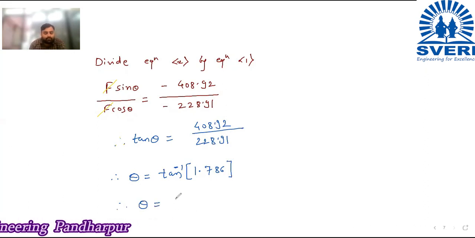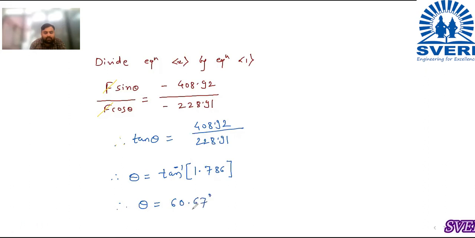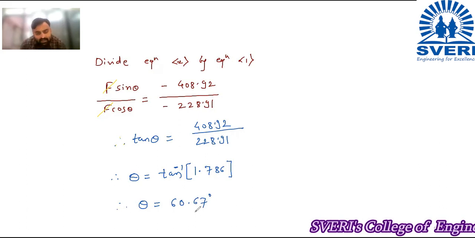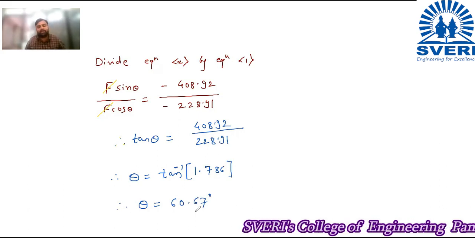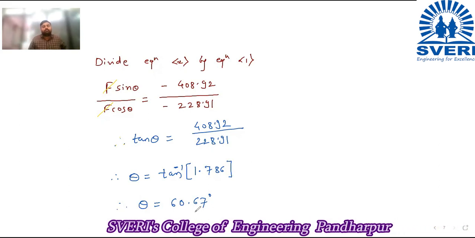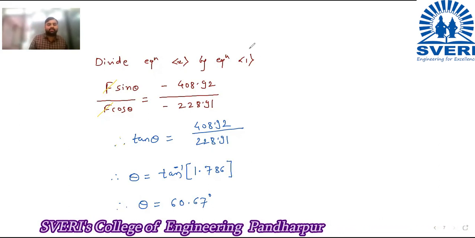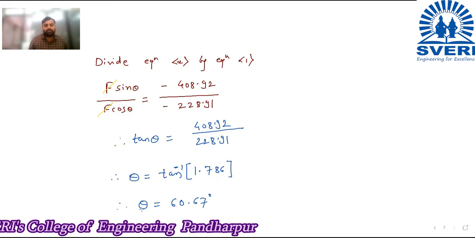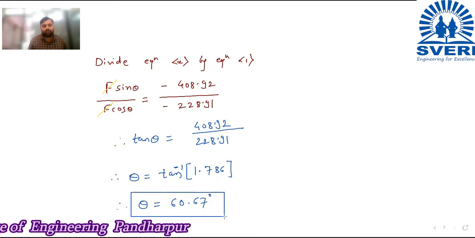60.67. 60.75. If your answer is 60 point something, then it is correct. There may be variation in the decimal points while solving on the calculator. So is it the correct answer? Yes, sir.